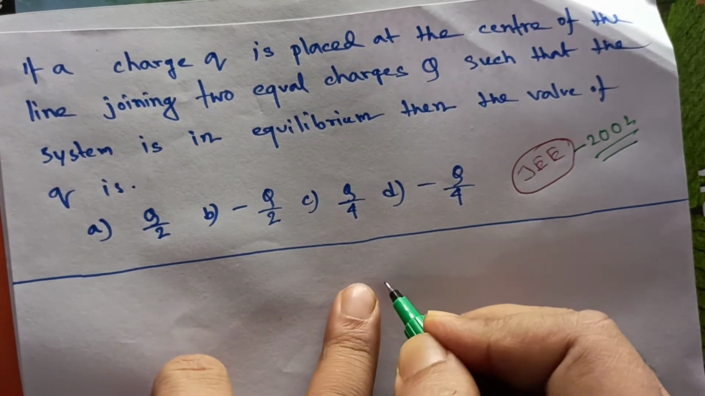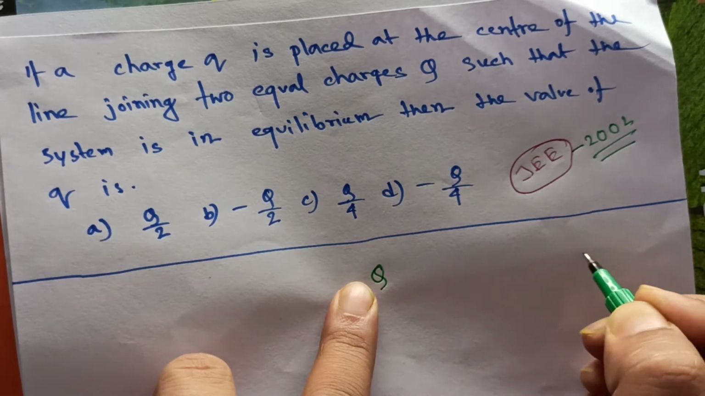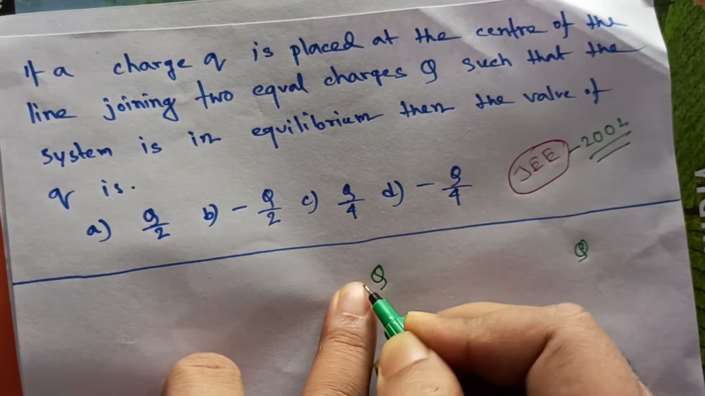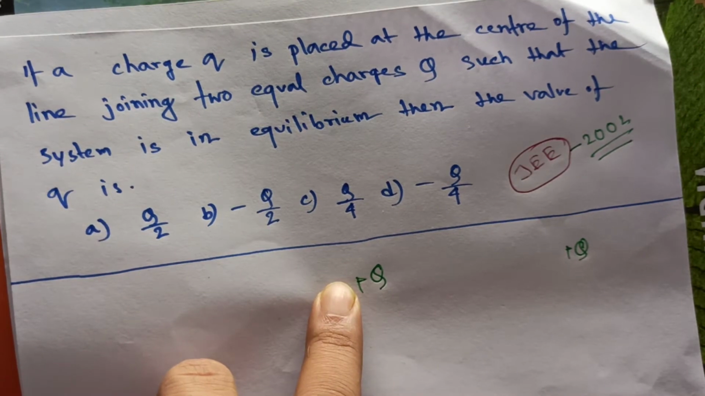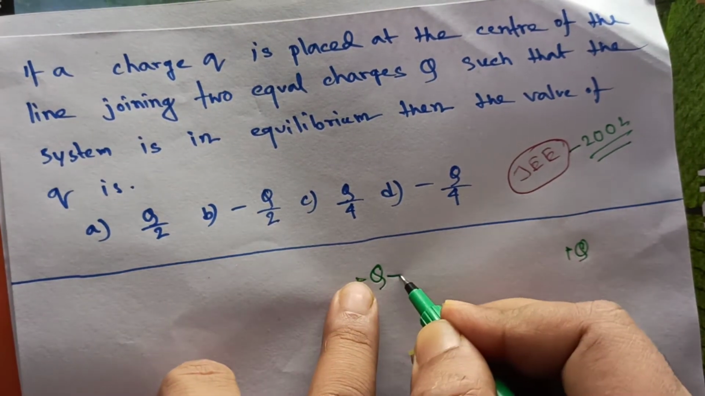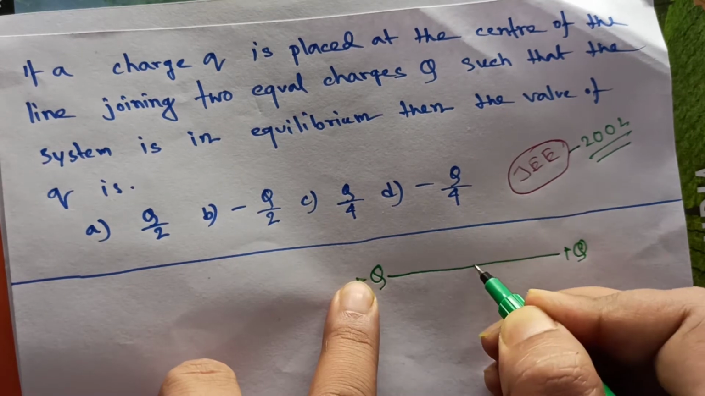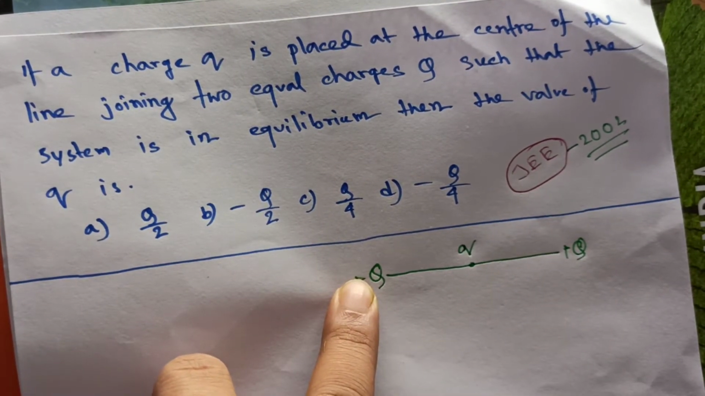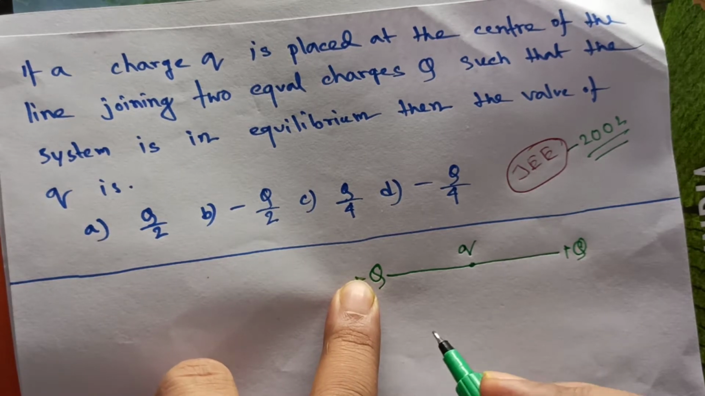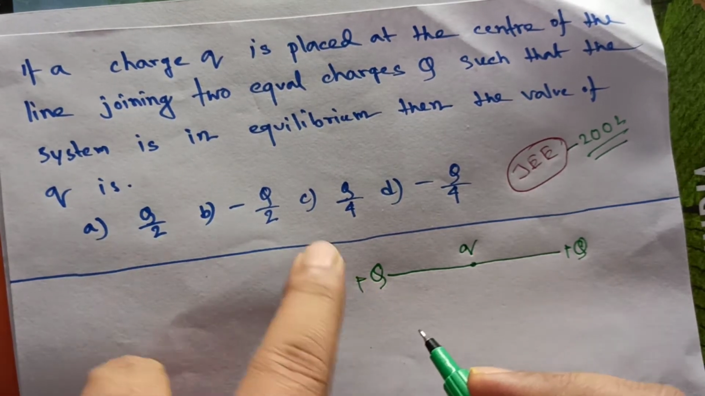So according to the question, two charges are there. One charge is capital Q, another charge is also capital Q. In between these two charges, at the midpoint, I'm keeping small q amount of charge. Clear? Now the system will be in equilibrium.